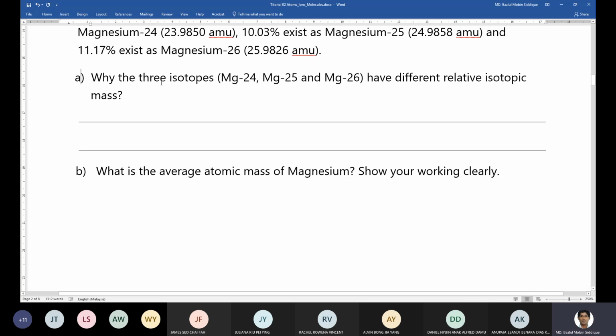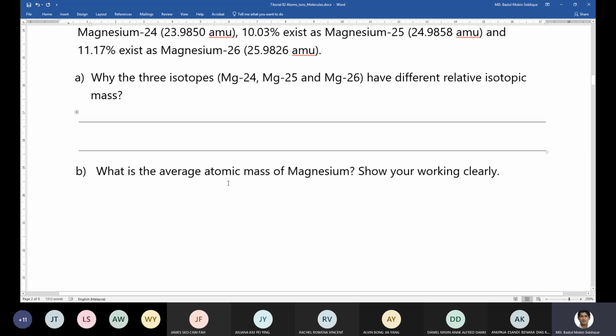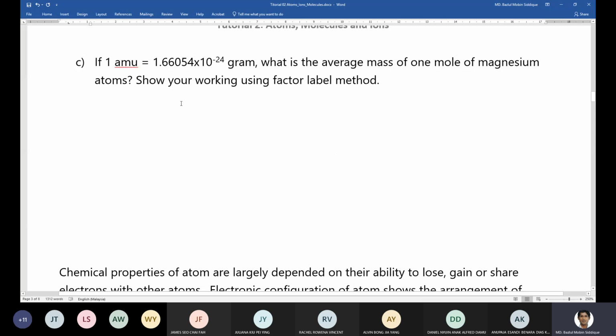Question A is asking: why do the three isotopes have different relative isotopic mass? Because the number of protons is the same, but they have different numbers of neutrons. That is why.